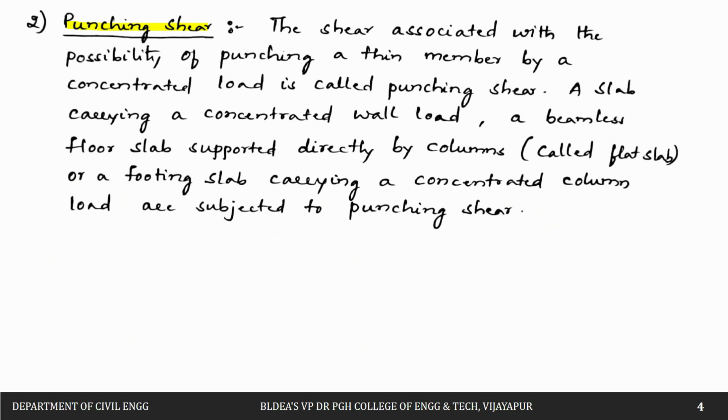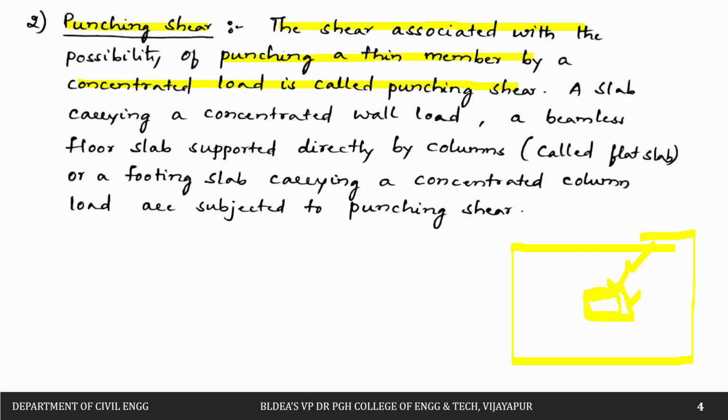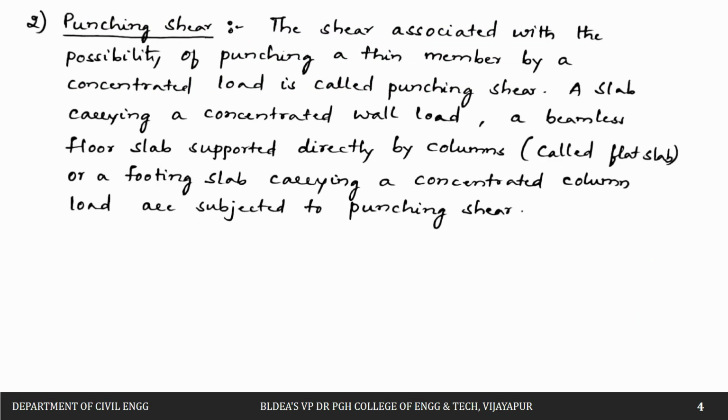Next is punching shear. This is the shear associated with punching a thin member by a concentrated load. For example, if you take one slab and you have one single column here, say this is a footing and this is a column resting on this footing. The area of the column is very small and the area of the footing is very large. Due to this concentrated load, this section will be subjected to shear. The shear associated with punching a thin member by a concentrated load is called punching shear.